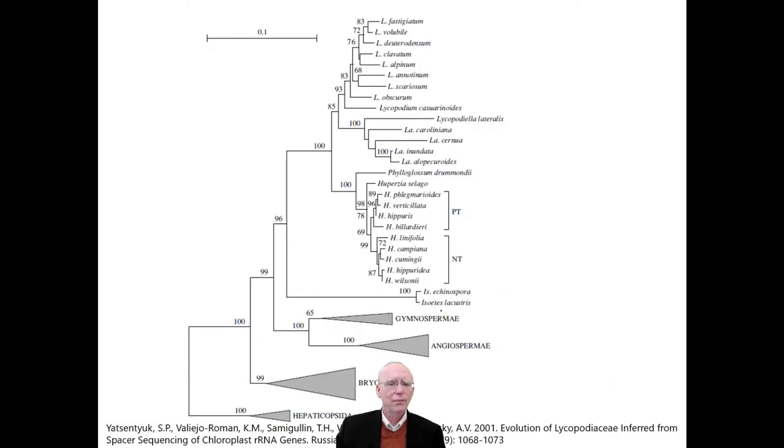Back to Lycopodium. Here's our phylogeny of Lycopodium. This is going to be the group, the Lycopodiaceae here. It's got several genera in it. We've only talked about one. Here is our outgroup here. This is the Isoetaceae.